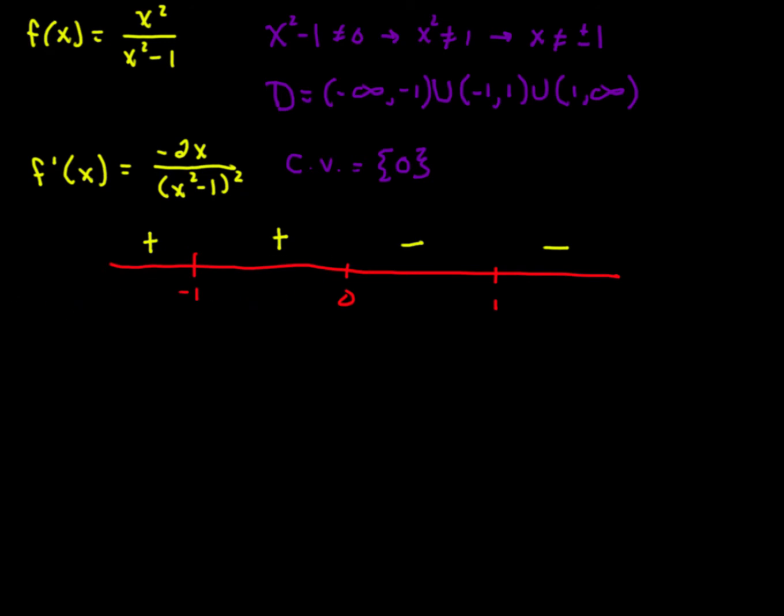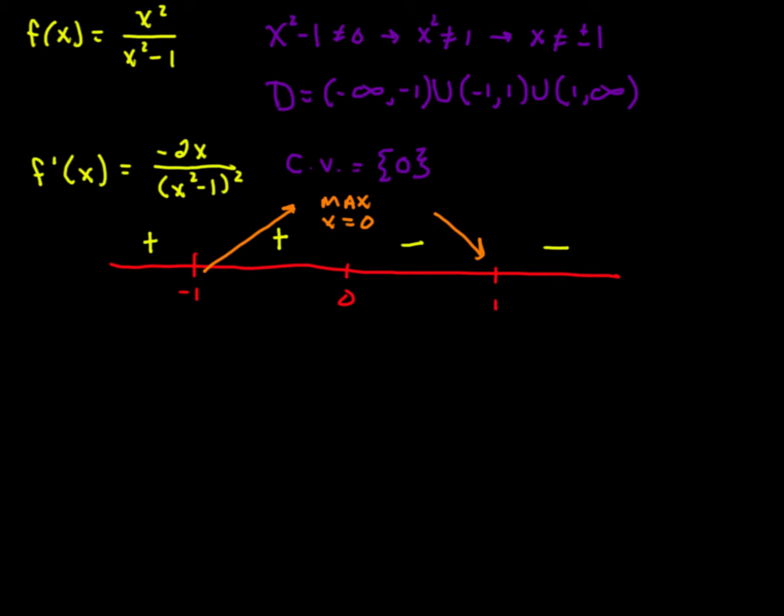What does this tell me? Well, it tells me my function is increasing up until 0 and then decreasing after that. And so I must have a max at x equals 0. That's going to be some max of my function.